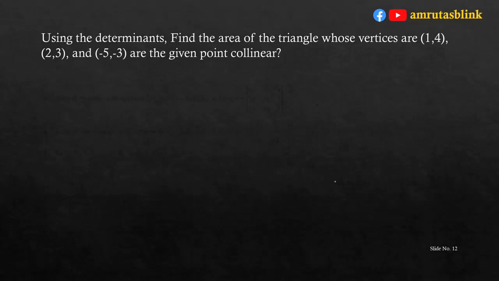Using the determinants, find the area of the triangle whose vertices are 1, 4, 2, 3 and minus 5, minus 3. Are the given points collinear? So, first of all we need to find the area of the triangle whose vertices are the given points 1, 4, 2, 3 and minus 5, minus 3.